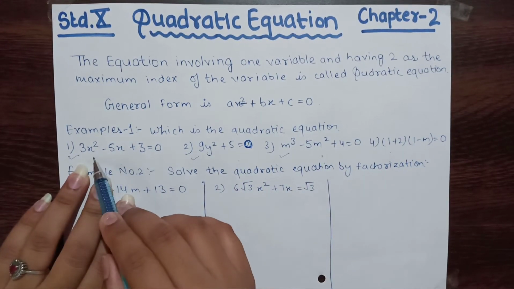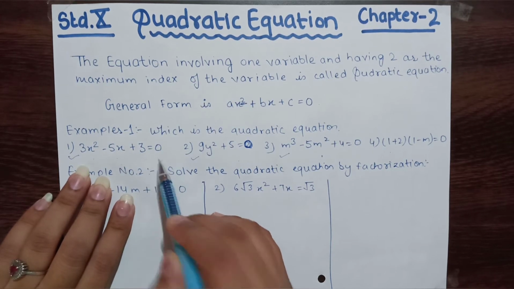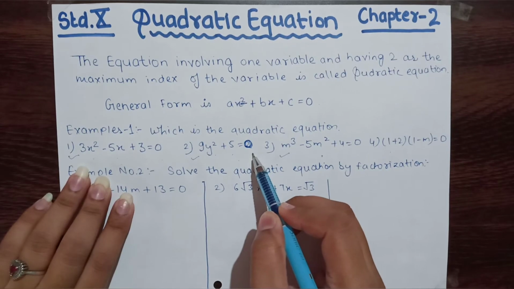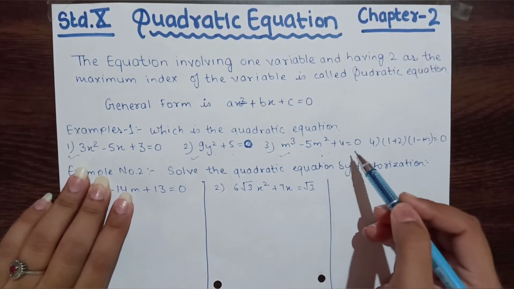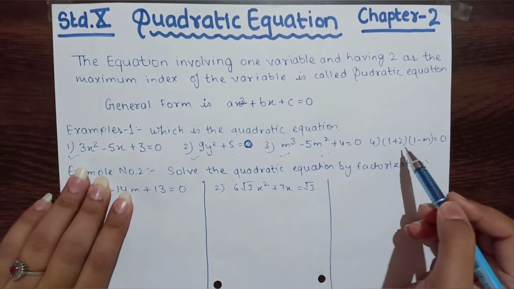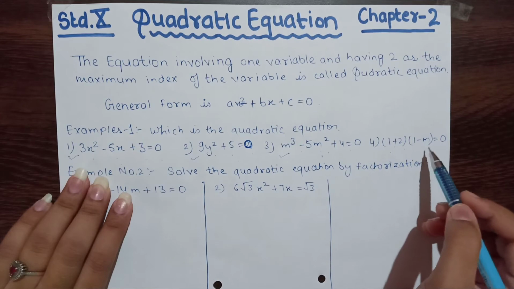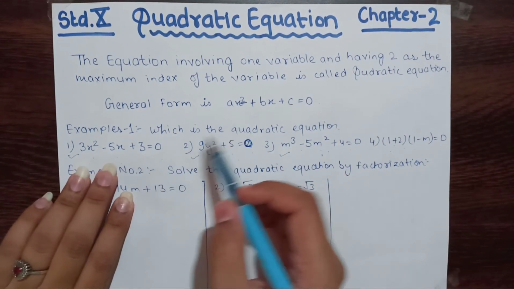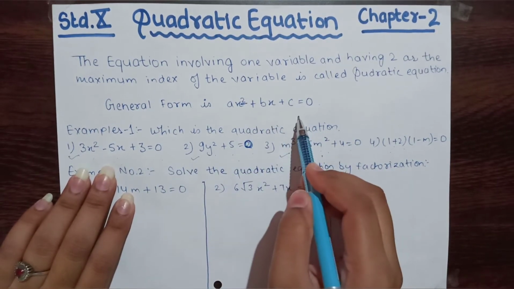First is 3x square minus 5x plus 3 equals 0. Second is 9y square plus 5 equals 0. Third is m cube minus 5m square plus 4 equals 0. And fourth is (l plus 2)(l minus m) equals 0. So you can compare these four equations with the general form of the equation.